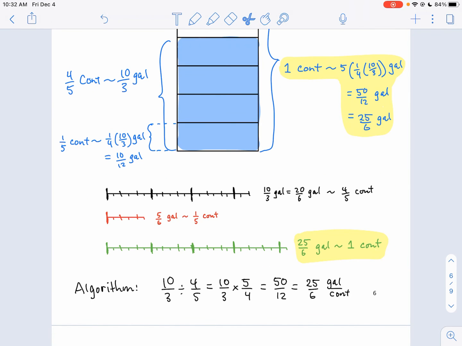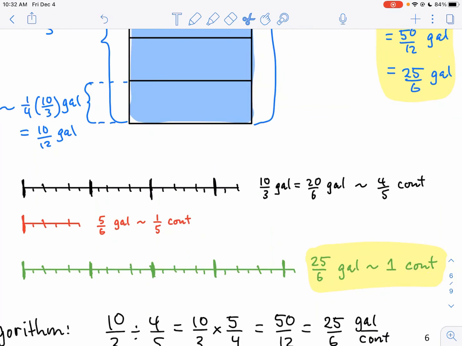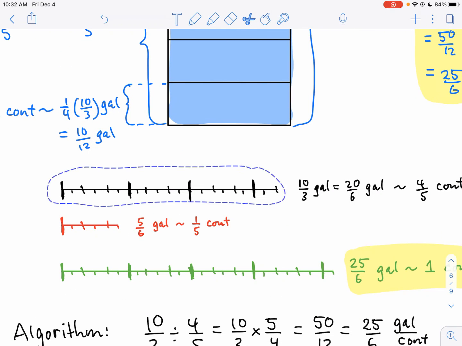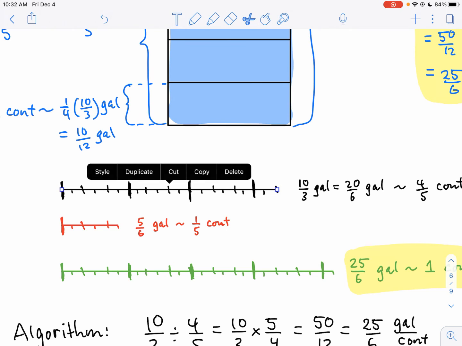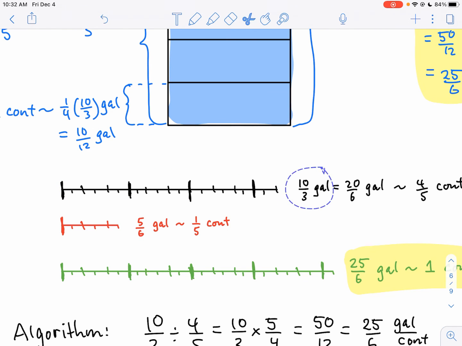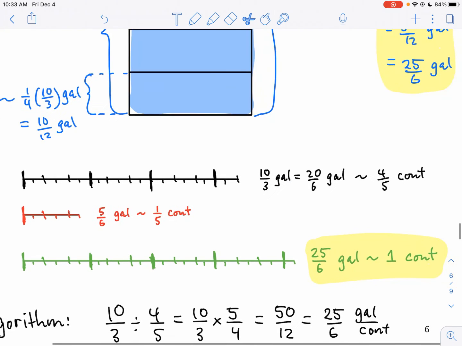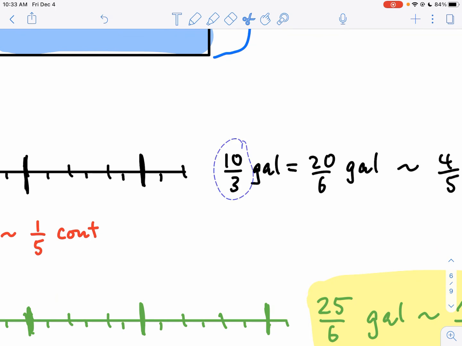But actually, I do want to comment on something here. So I first drew 10/3. And at first I didn't have these little hash marks that you see. I just thought of this in terms of thirds. But then, 10/3 of gallons, I recognize that that's 4/5 of the container. So I want to first do a fourth of that. But doing a fourth of 10 does not produce a whole number. So I scaled 10/3 up to 20/6.